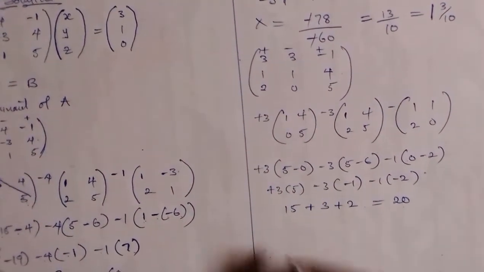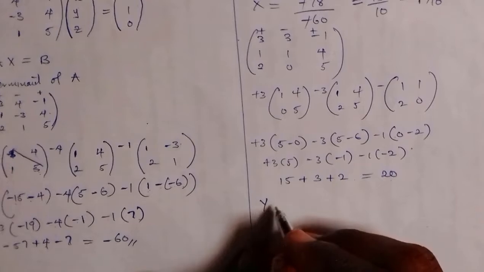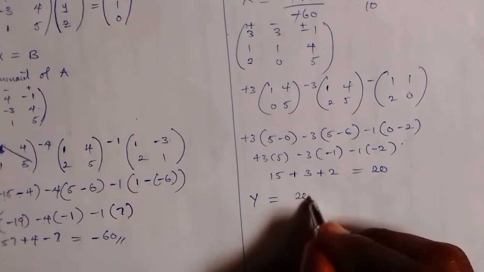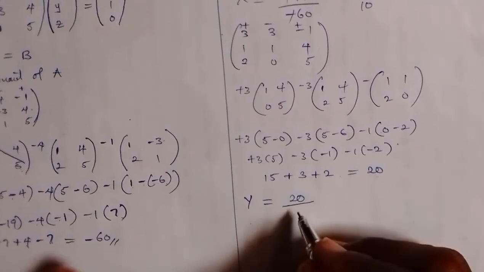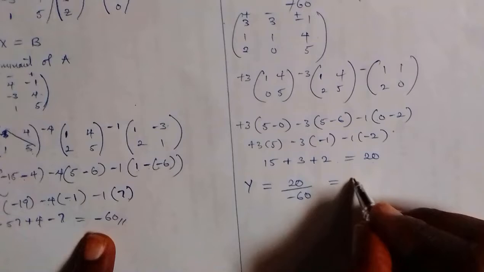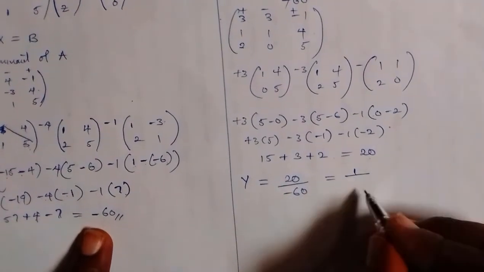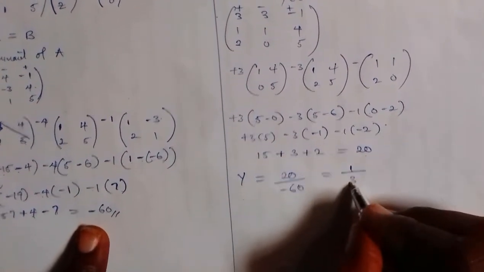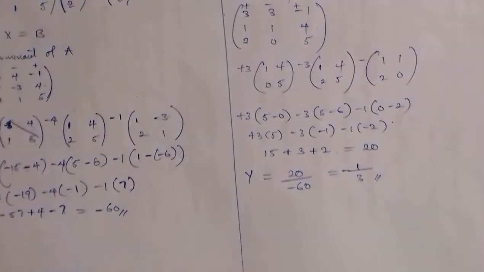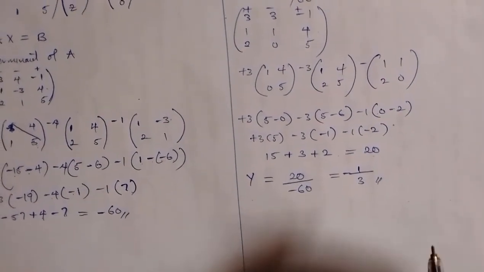So what we need to do now, to get our y, we have this new determinant, which is 20, over the determinant of A, which is what? Minus 60. And if you cut this, 20 in 20 goes 1 time, then 20 in 60, that's 3. So we now have the answer to be minus 1 over 3. That's for y. So now we go to the next column.